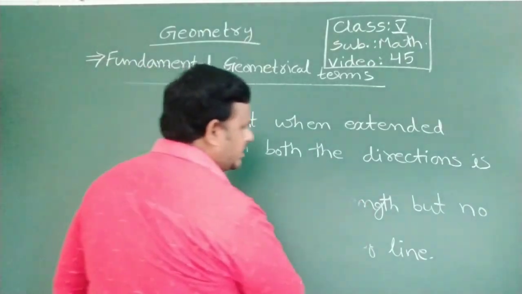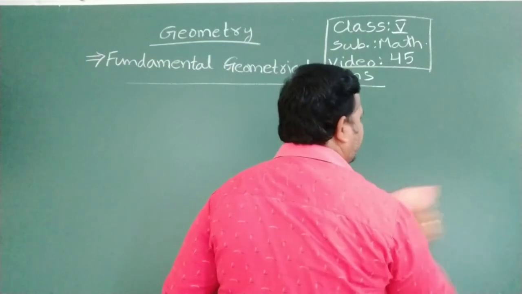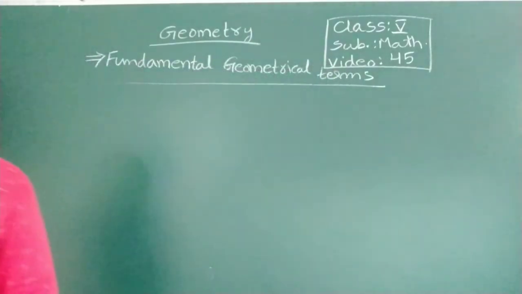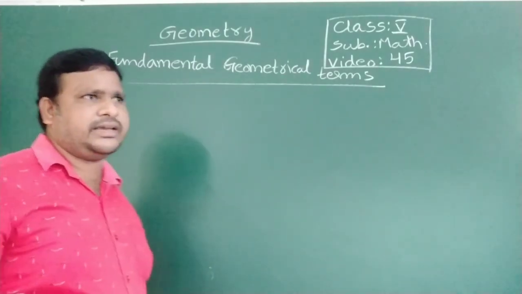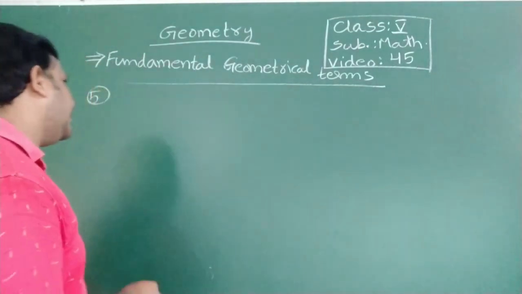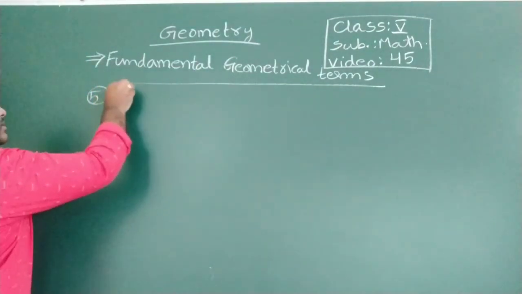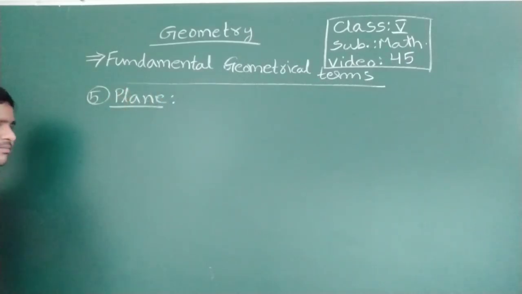So plane is a place where we will draw all these geometrical figures. Not only point, line segment, line, ray, but also all the diagrams like triangle, square, rectangle, circle. Those all shapes we can draw in a plane. So the next side heading is plane. Okay.